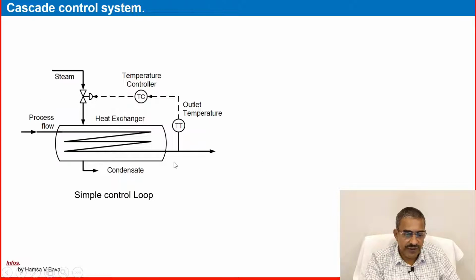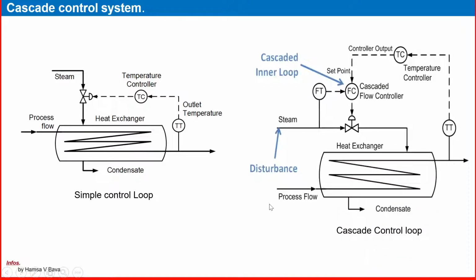See, what is the difference in a cascade control system? For understanding the cascade control system, you should first understand the simple control loop. See, the sensor is here, the transmitter is here, the controller is there and the control valve is there. This is a simple control loop, and how the change comes in cascade, how the cascade is coming.